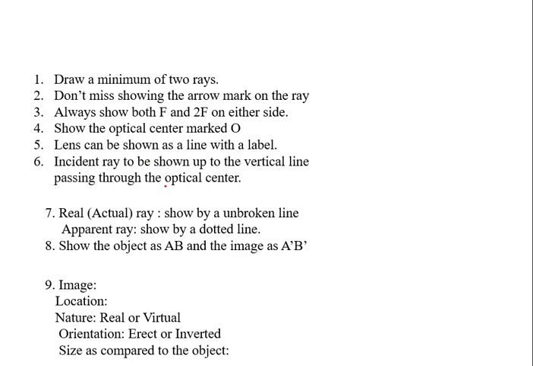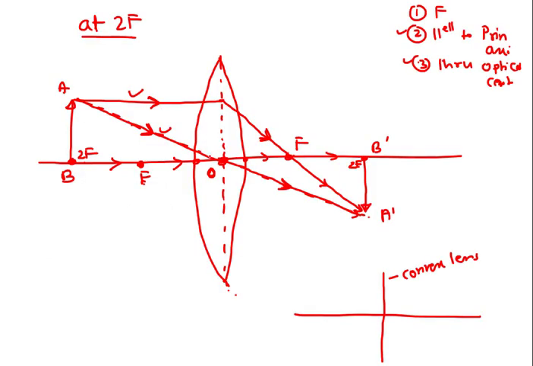Incident ray to be shown up to the vertical line passing through the optical center. So if this is the incident ray coming from the object, this has to be shown up to the vertical line passing through the optical center. This is the vertical line passing through the optical center. So show this line up to this point and then show the bending. In reality, if this is the lens, the bending of the light starts immediately over here and then it bends over here and bends further down over here and goes like this. But since we are considering very, very thin lenses, we ignore the refraction happening within the lens.